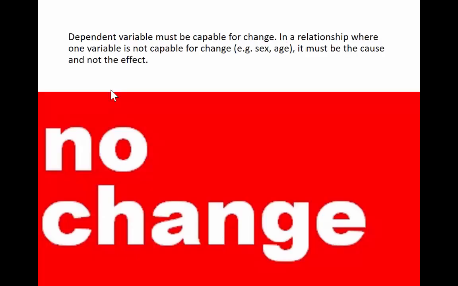Another strategy that we have, or something that we observe: imagine we have our dependent and our independent variable, right? Then our dependent variable needs to be capable of change. If our dependent variable cannot change, well, it's not going to be the effect of anything, right?